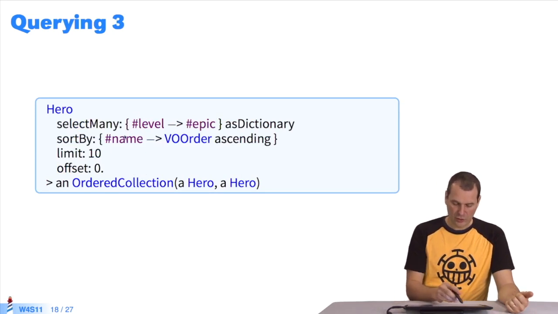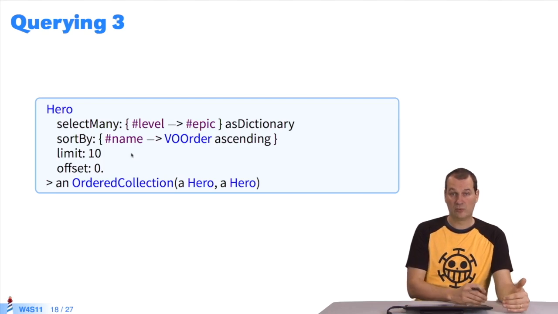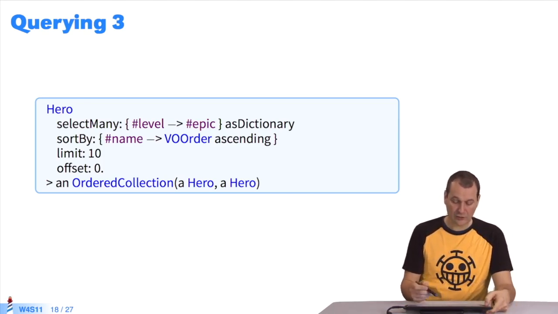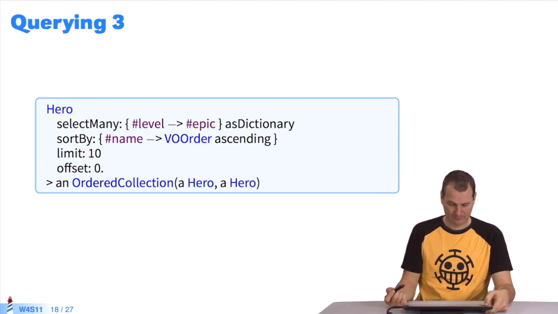I can say, select all the heroes, or many of the superheroes with an epic level. I can sort their names in ascending order. I can set a limit of 10 and say I want to start at page 0. That will bring me sections of the database. When you need that, look in the documentation.